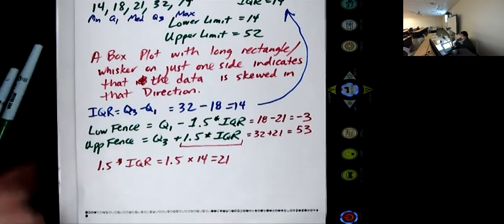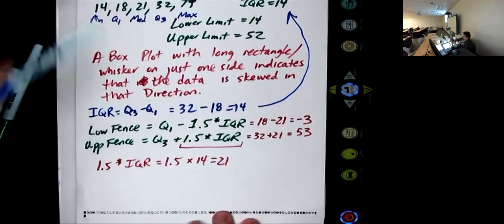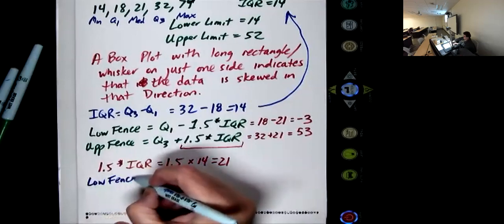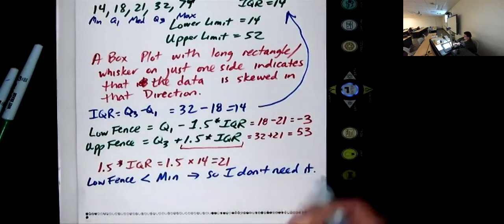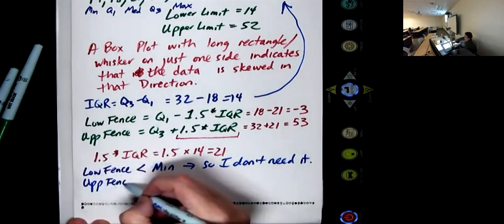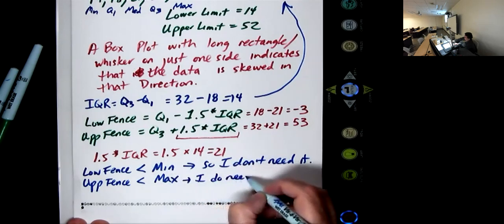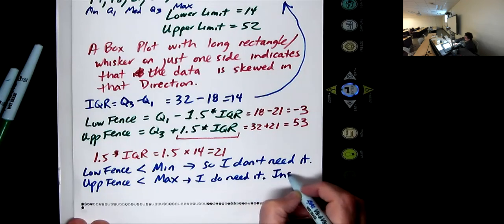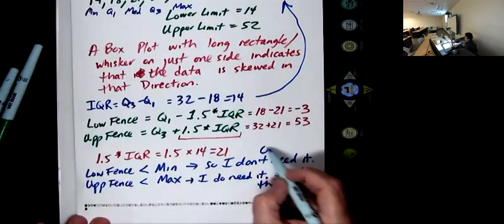So what they do is they go, okay, the lower fence is smaller than the minimum number, so I don't need it. The upper fence was less than my max. In this case, it means I do need it. It's inside the box. It's inside the lawn. On the lower fence, being less than the min meant outside the lawn.